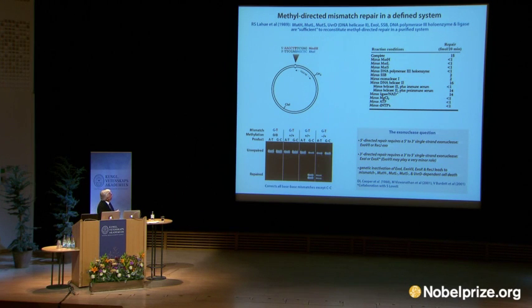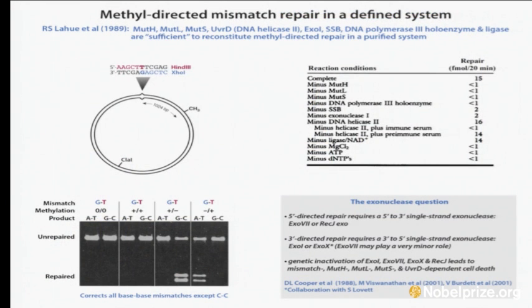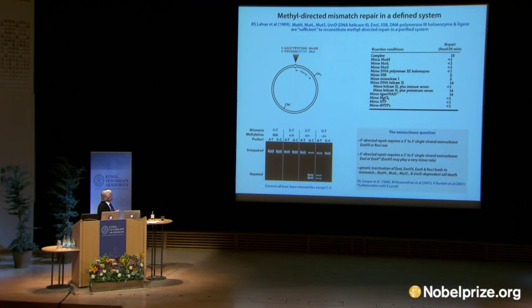But these 4 proteins were not sufficient, so using biochemical and genetic approaches, Karen O and Bob LeHue identified other required activities. And they identified 4. An enzyme called exonuclease 1, which hydrolyzes single-stranded DNA with 3' to 5' polarity, the single-strand DNA binding protein, SSB, DNA polymerase III holoenzyme, which functions in chromosome replication, and DNA ligase. Supplementation of MutH, MutL, and UVRD, or DNA helicase 2, with those 4 proteins was sufficient to reconstitute methyl-directed repair in a purified system. And I'll tell you in a second why sufficient here is in quotes.